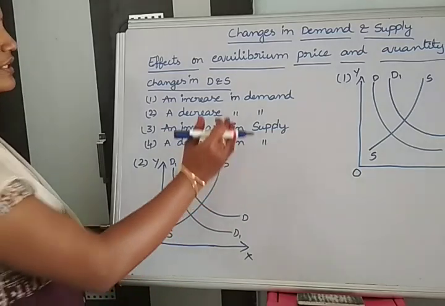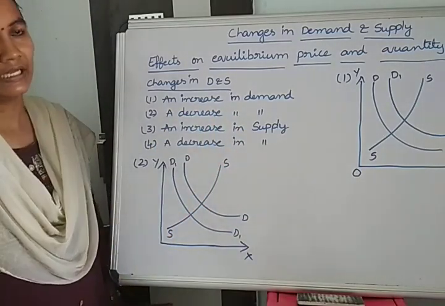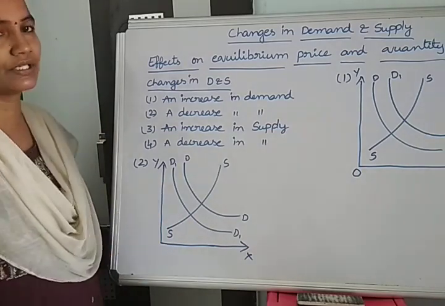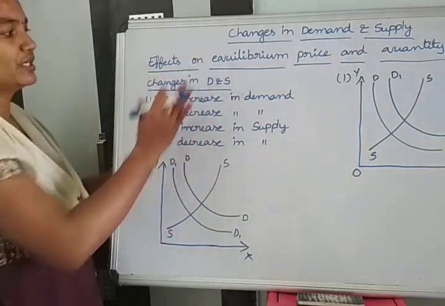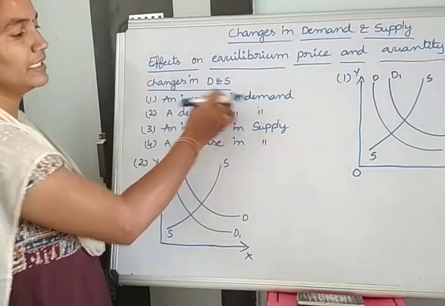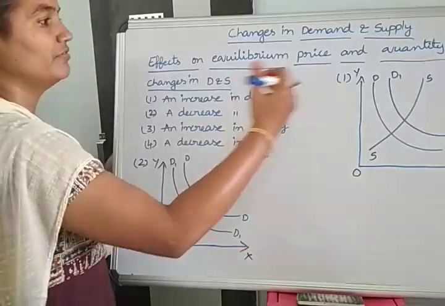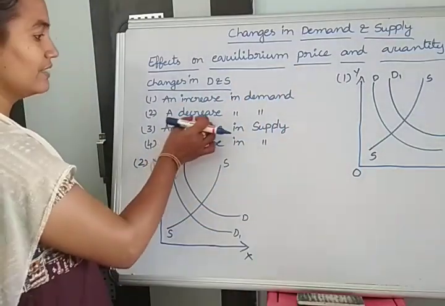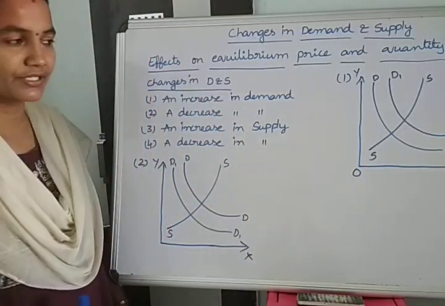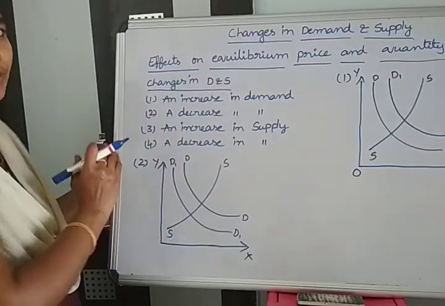First, we look at changes in demand only, either an increase or a decrease. Next, we look at changes in supply while demand is constant. The first situation is an increase in demand: demand increases but supply is constant, so the demand curve shifts to the right side. The second is a decrease in demand: supply is constant but demand decreases, so the demand curve shifts to the left side.